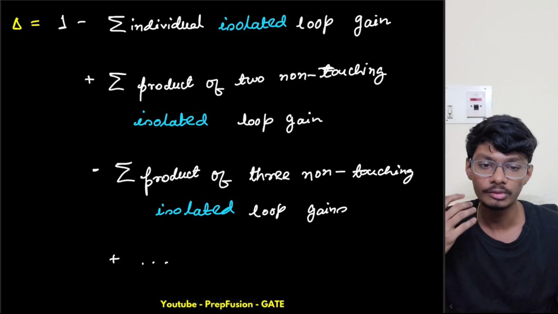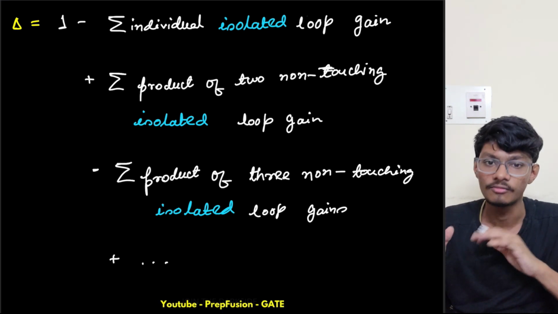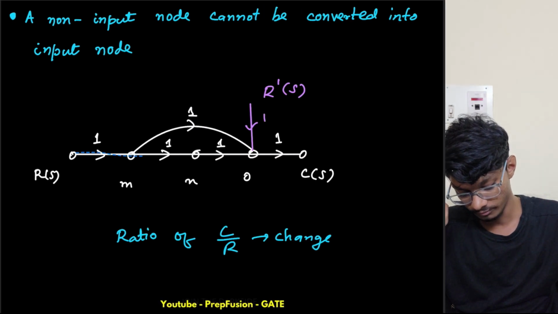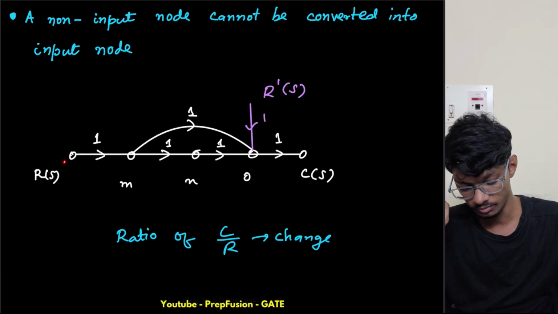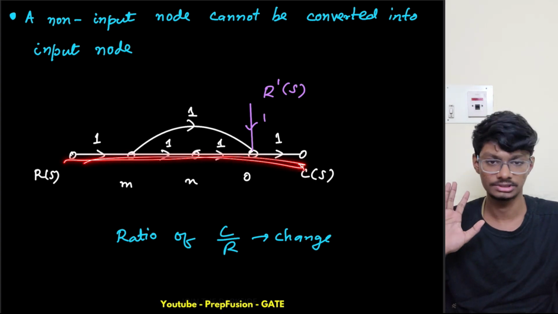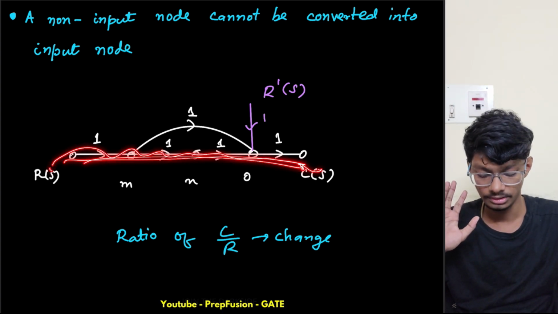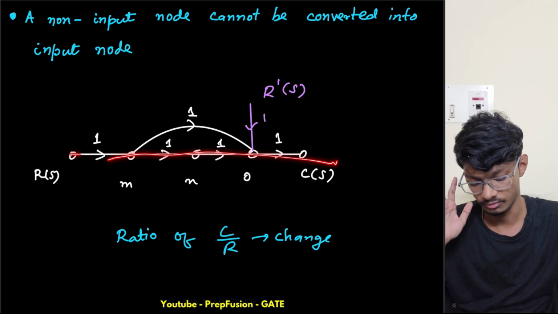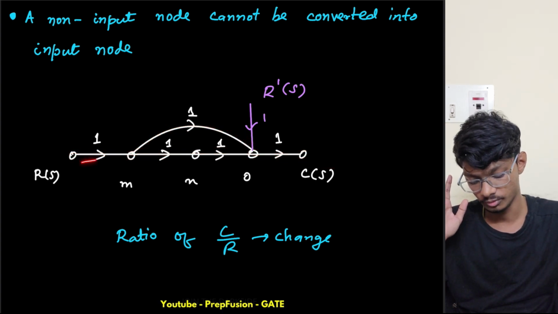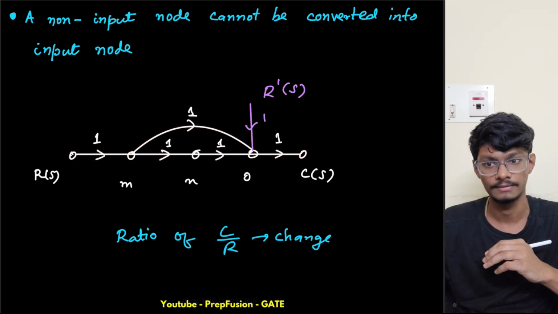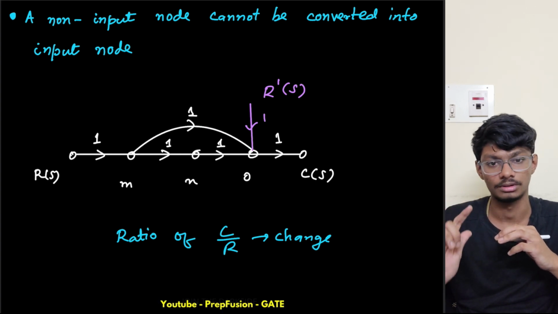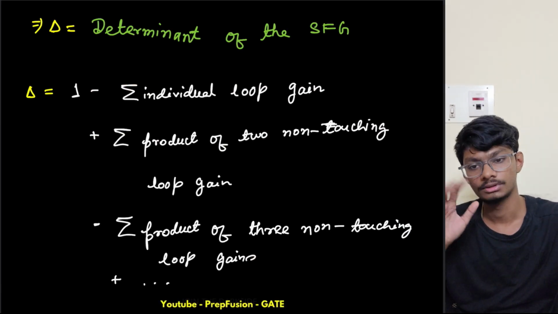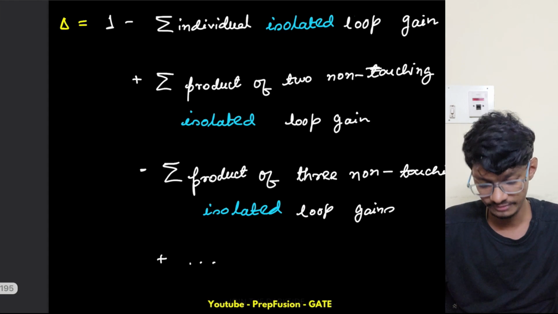So what do you mean by isolated? It is not touching the forward path for that particular forward path. So we don't have any loops here. If I had a loop, I would have explained it to you, but this is the forward path. If I remove this forward path, then how many loops are present? After removing this particular forward path, now we have this other forward path. If I remove this forward path, then how many loops are present? That will be the associated path factor for that particular forward path. So this is basically it for the whole equation.